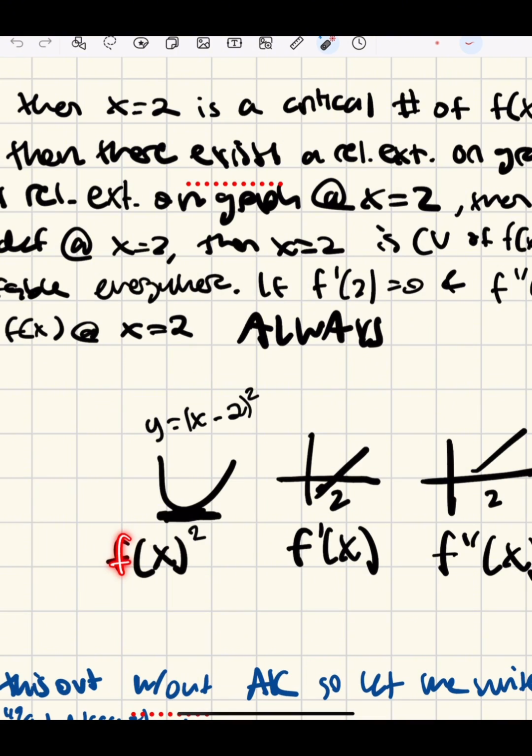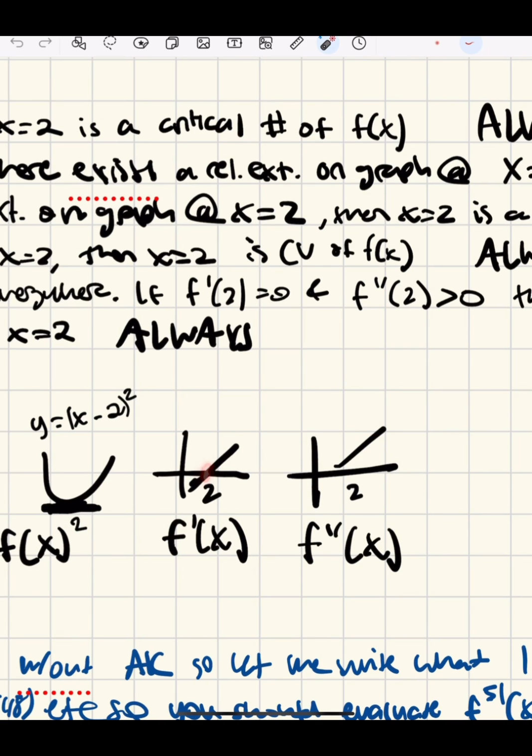So for f of x, we're saying it's continuous everywhere. Something like a parabola would work, right? And we're saying at the point 2, there exists basically a relative minimum. So then f prime x would, of course, look like this. It has to cross here. It has to go from a negative slope to a positive slope, right? So here we go from negative to positive in f prime x at 2. Then it's telling you f double prime of 2 is positive.